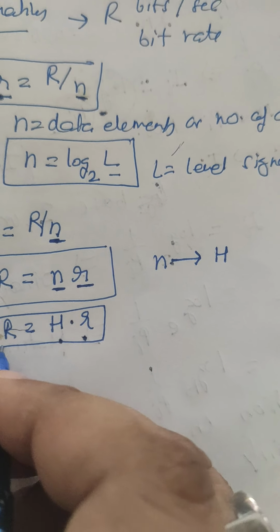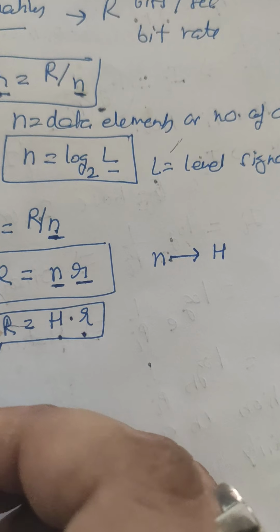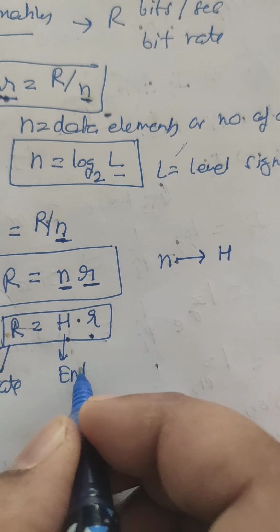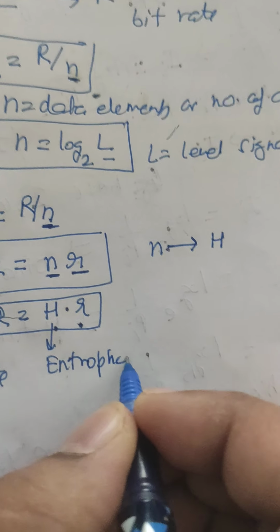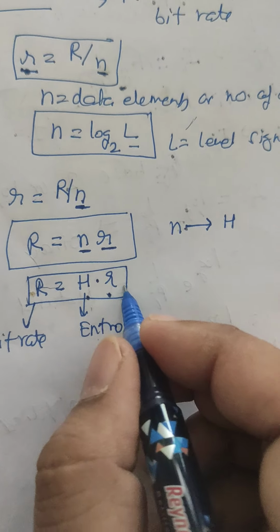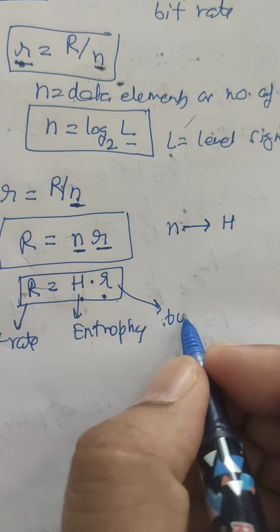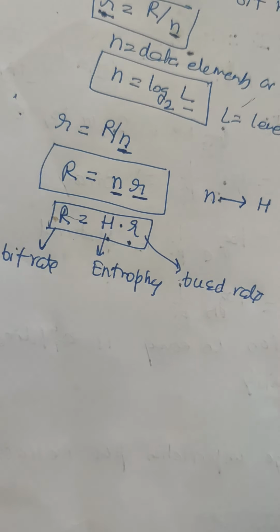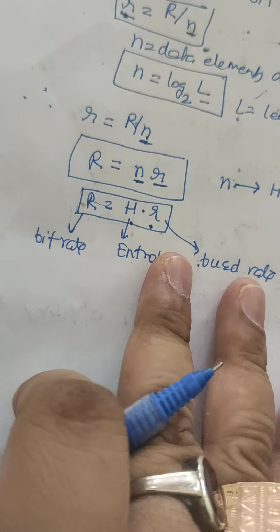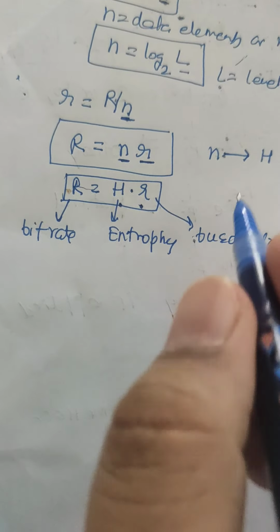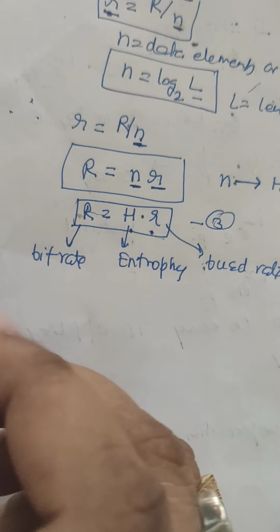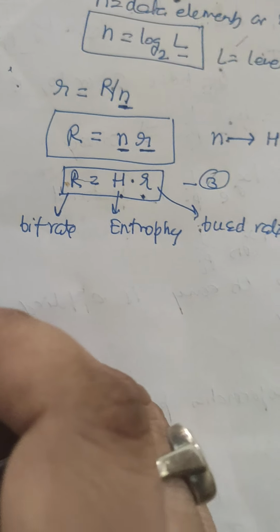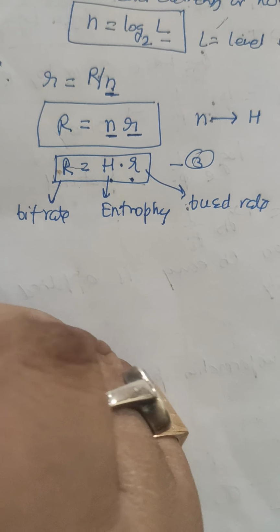So capital R is the rate of information, H is entropy, and small r is baud rate. This formula becomes equation number 3.